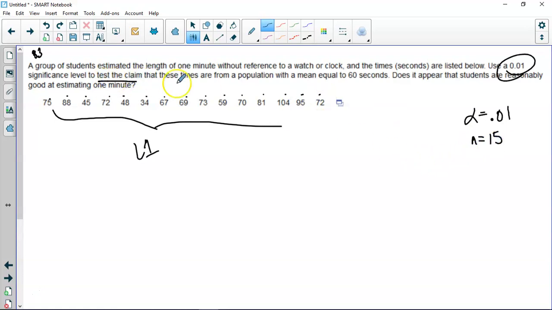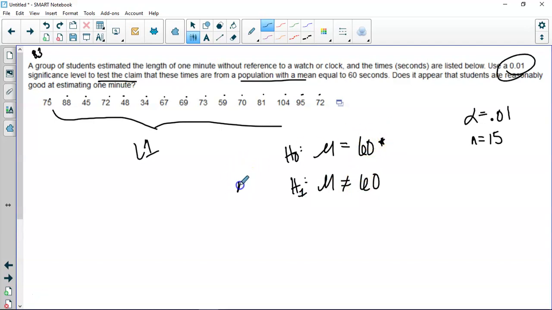And I want to test the claim that the population mean is equal to 60 seconds. That's my claim. So I got another one where my claim is the equal. The opposite of equal is not equal. And so here's my null, and here's my alternate.